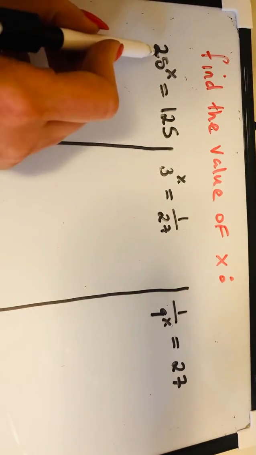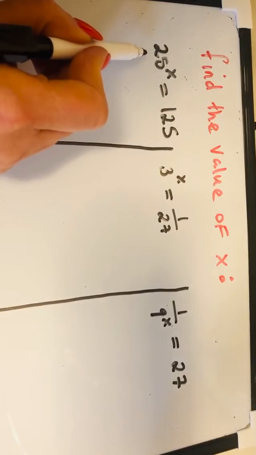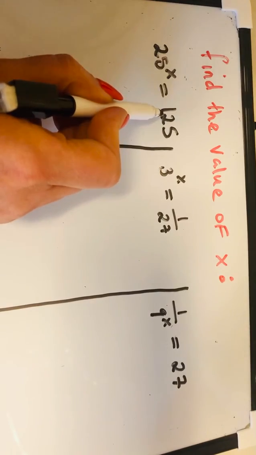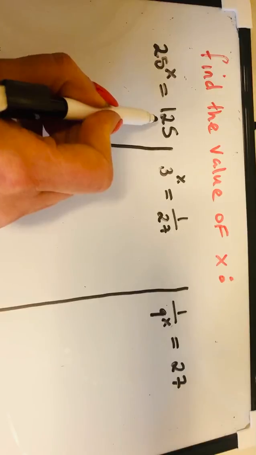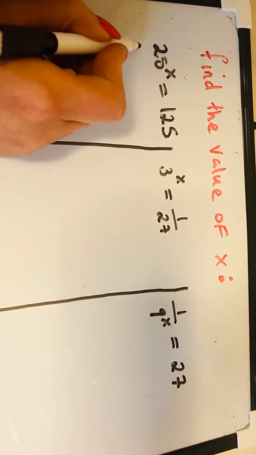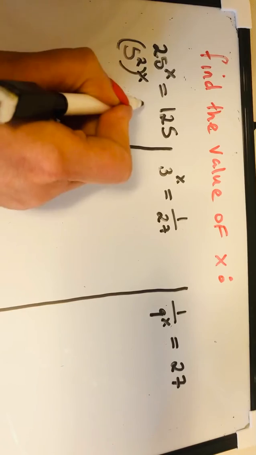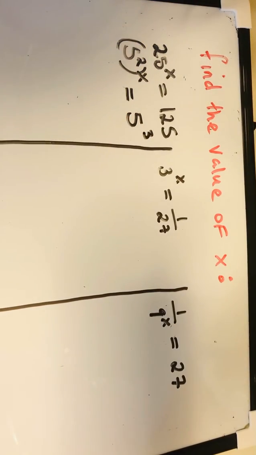So we start off and we say, can we think of a prime number which can be a base that when we put a power to it, it'll be 25. Likewise, can we think of the same base that when we put a power to this base, it'll be 125. And the first prime number which comes to mind is 5. So we're going to say 5 squared to the power of x, and 5 cubed is 125.